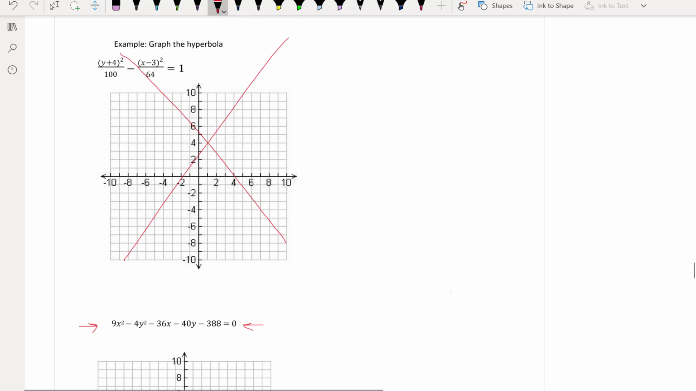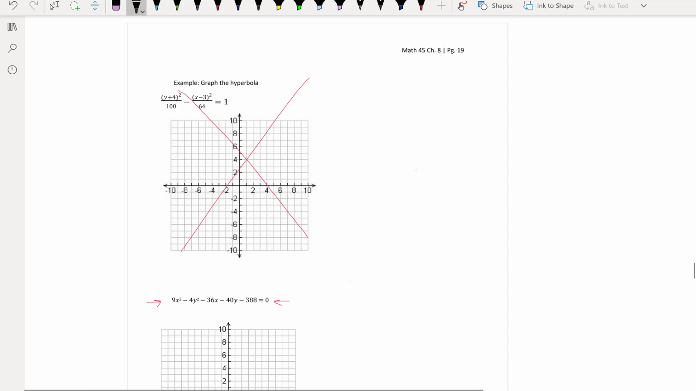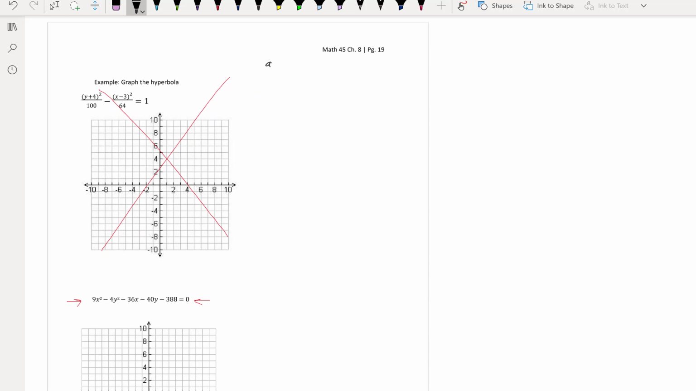So let's think about that. So what I have is I have this 9x squared. And I'm going to gather all my x's together. So there's an x, and here's an x. So it's a negative 36x. Now I'm going to gather all of my y's together. So I'm going to have a negative 4y squared and a negative 40y. And I have minus 388 is equal to 0.